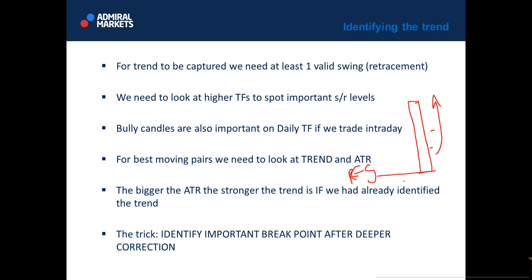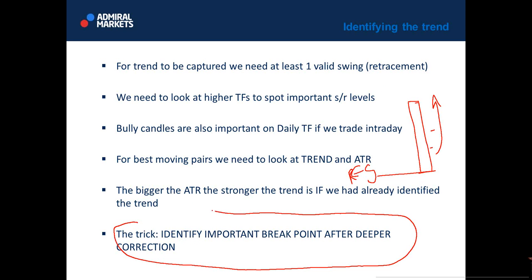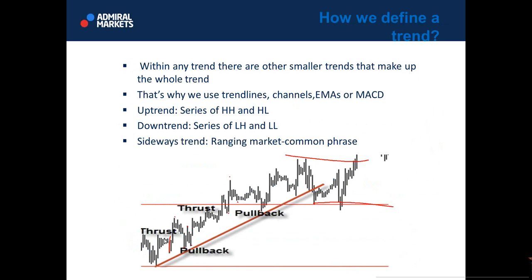The bigger the ATR, the stronger the trend is, if we had already identified the trend. So once we identify the trend, we need to look at ATR to see whether the pair is moving or the pair maybe doesn't move at all. Now the trick is to identify important break point after deeper correction. This is also one trick which I will be showing you. So now you know you need to identify the trend, thrusts and pullbacks.